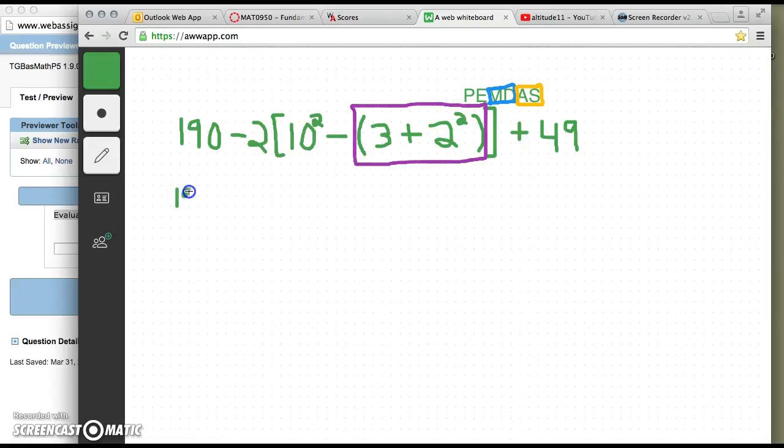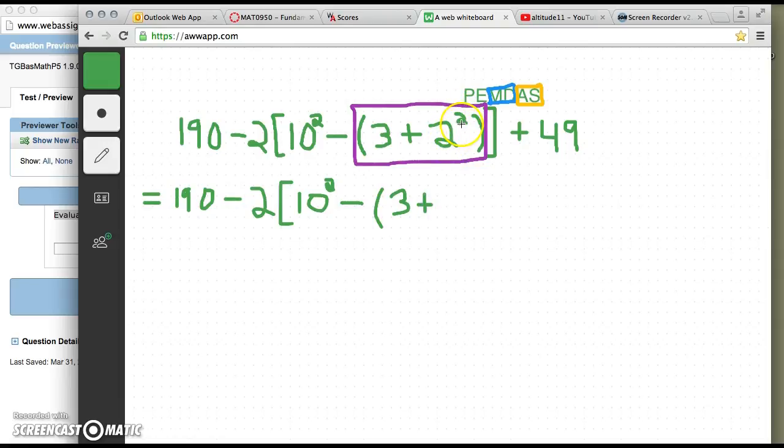So I'm just going to go ahead and rewrite everything that we have here so far. Oh, and I almost forgot. Let's go ahead and write an equal sign here. This just symbolizes that what we see in this line is going to be equal to what we write in this line. So we have 190 minus 2 times the quantity of 10 squared, or to the power of 2, minus the parentheses. So we said that we need to do our exponent, 2 to the second power.